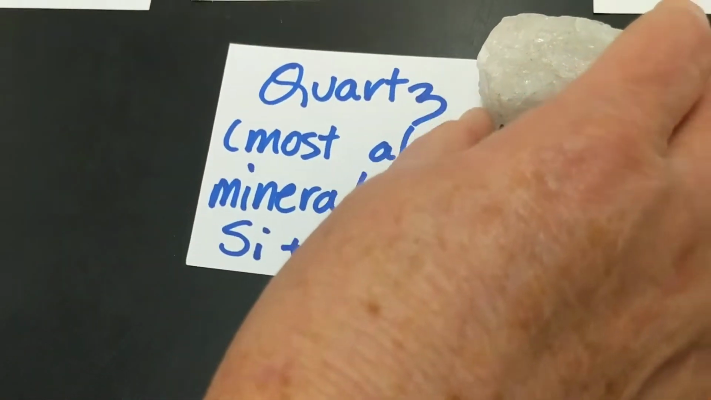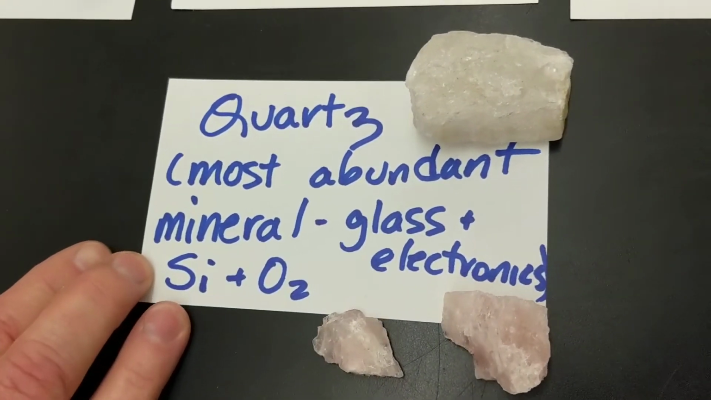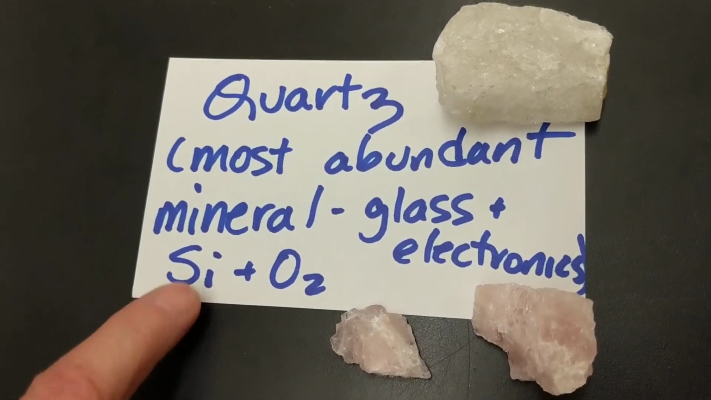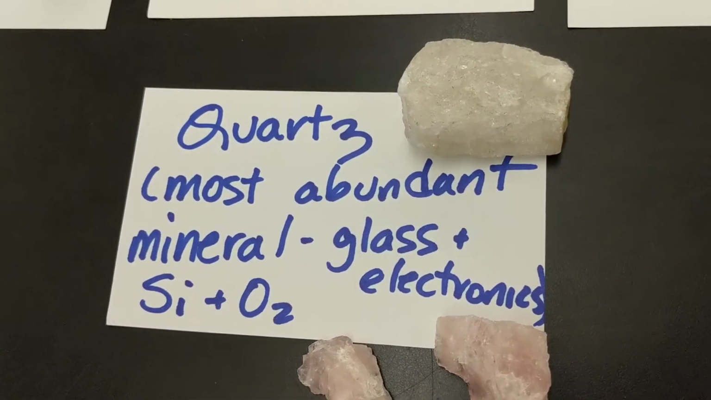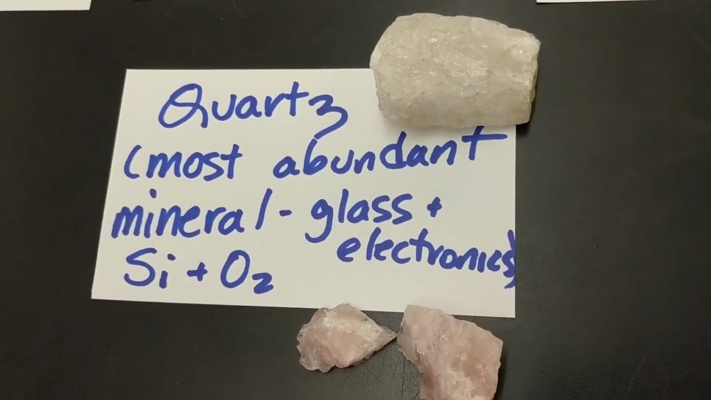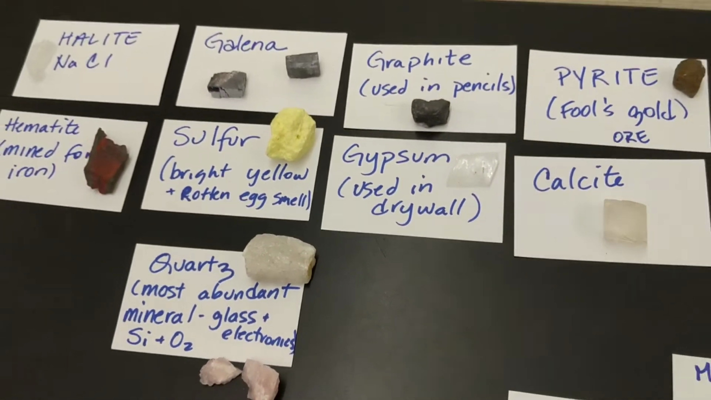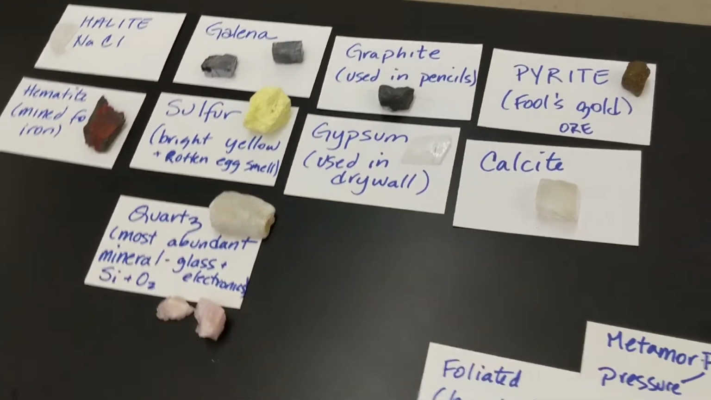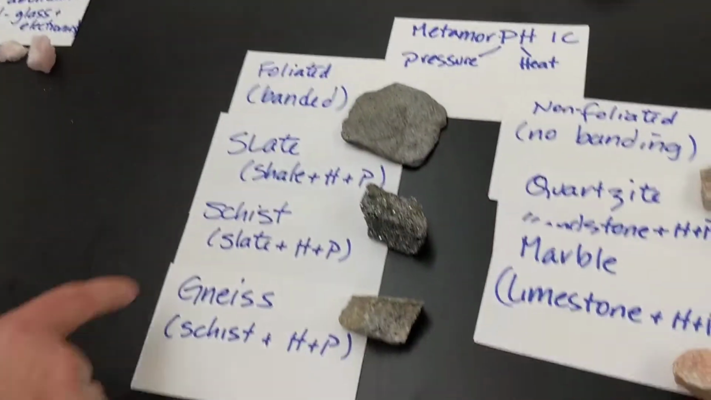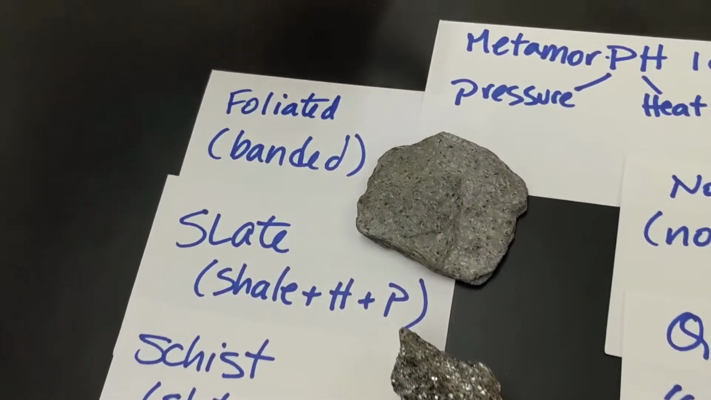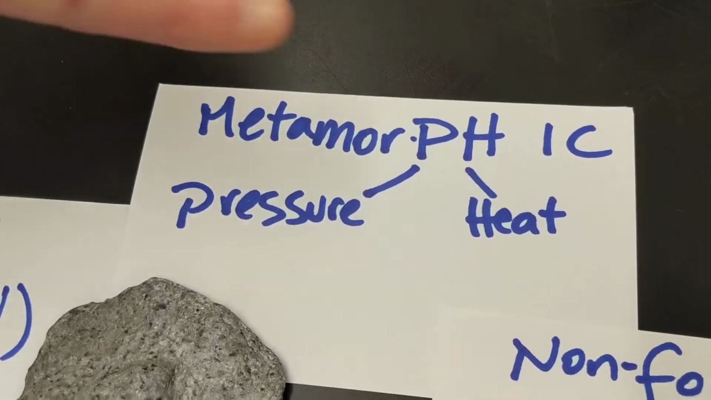And then we have our quartz. This is the most abundant mineral, made of silica and oxygen. We use it in glass and electronics, and as you can see, it comes in a variety of colors. We're going to now look at our rocks, starting with metamorphic. Keep in mind, metamorphic: pressure and heat.